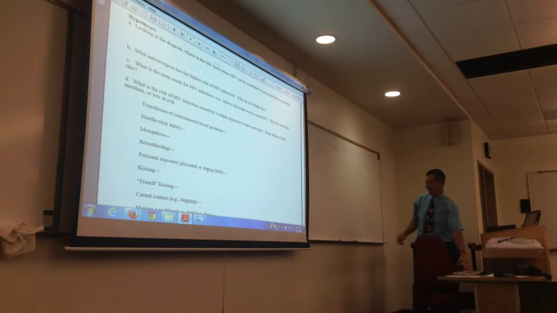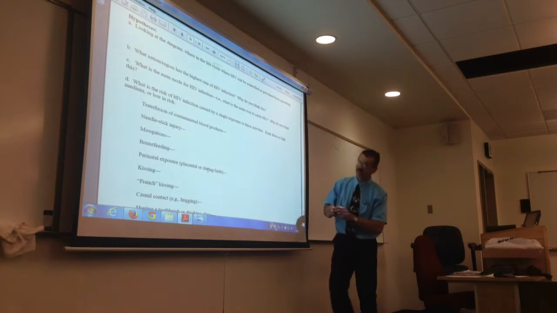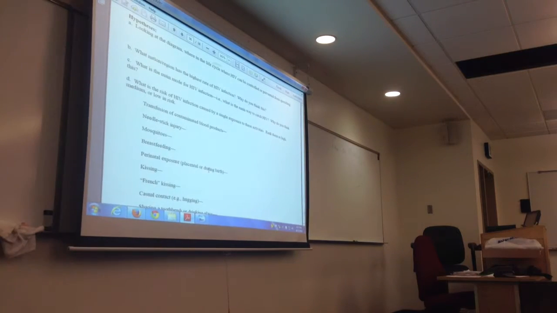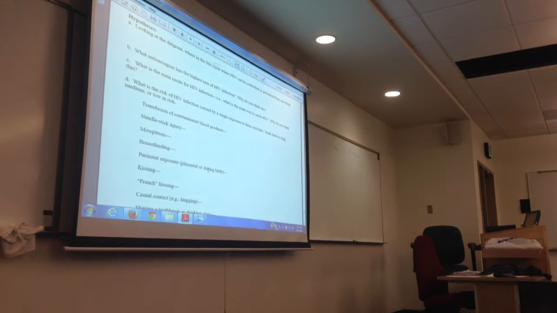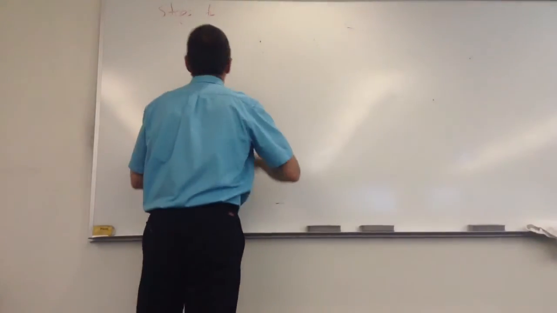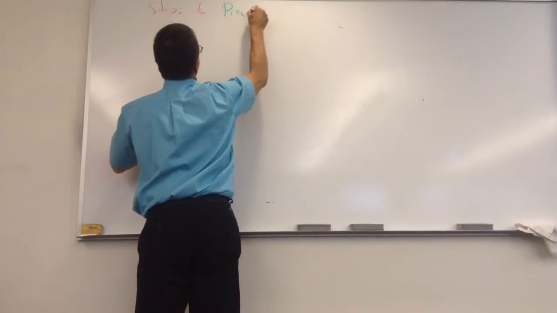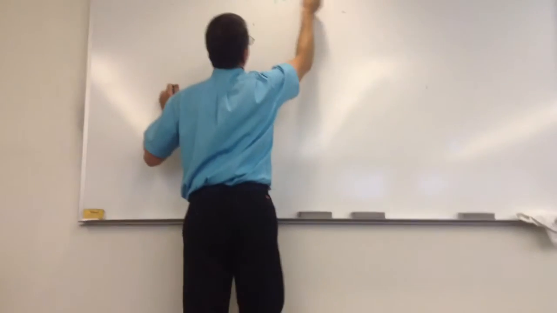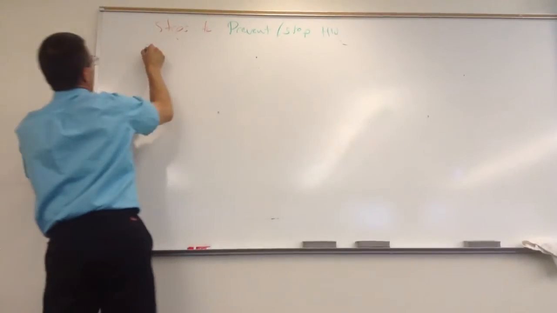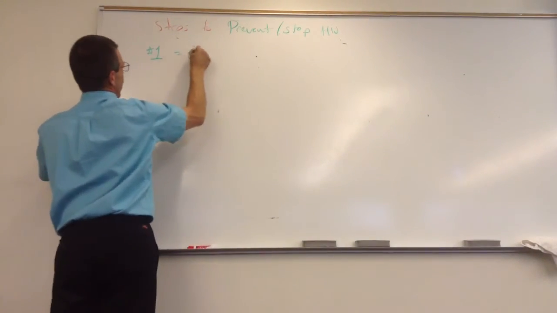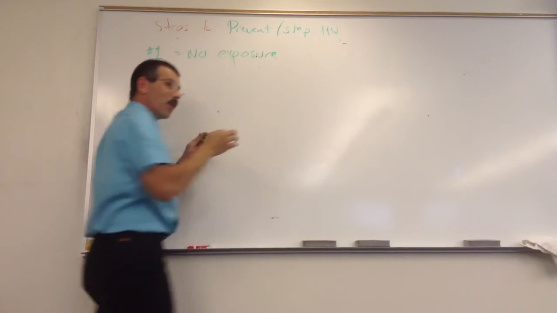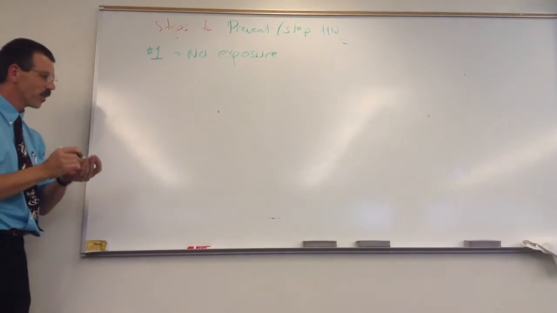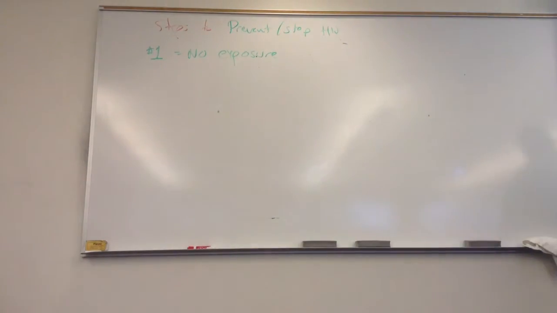So let's make a list of the steps to prevent or stop HIV on the chart, and we'll see how we could do that. Number 1 would be a very good choice. No exposure. Imagine that. If you don't get exposed, you don't have to worry about it. If only everyone understood that concept.